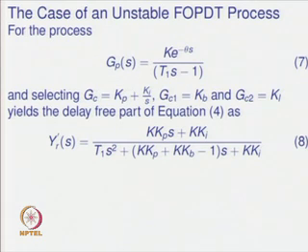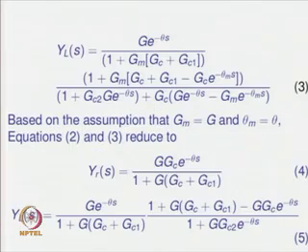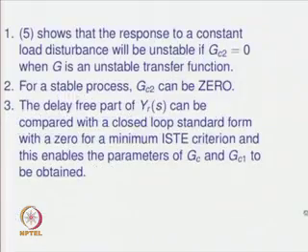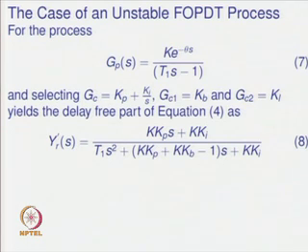Now, when you substitute Gc, Gc1, Gc2 and Gp, then the delay free part of equation 4, that means e to the power minus theta s will not be there, we will have G Gc upon 1 plus G times Gc plus Gc1, which will yield an expression of the form YR dash s is equal to K Kp s plus K Ki divided by T1 s square plus K Kp plus K Kb minus 1 times s plus K Ki.